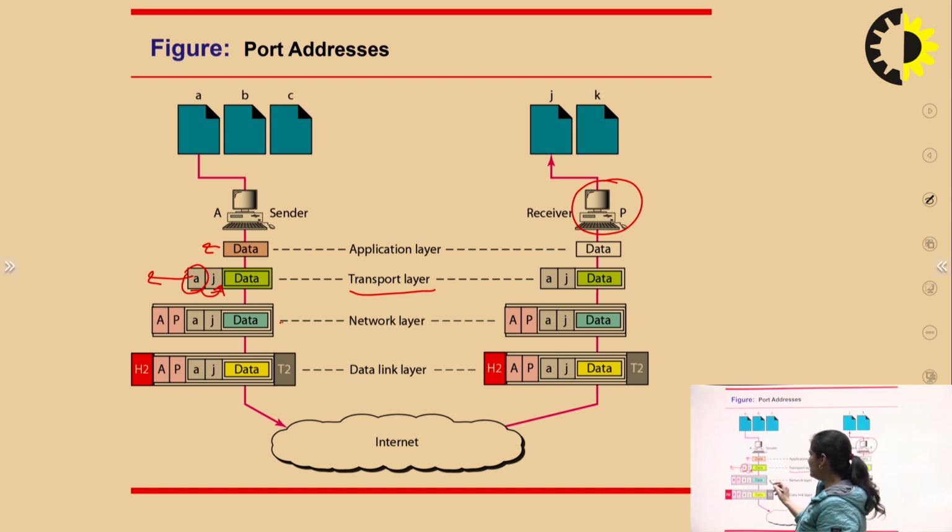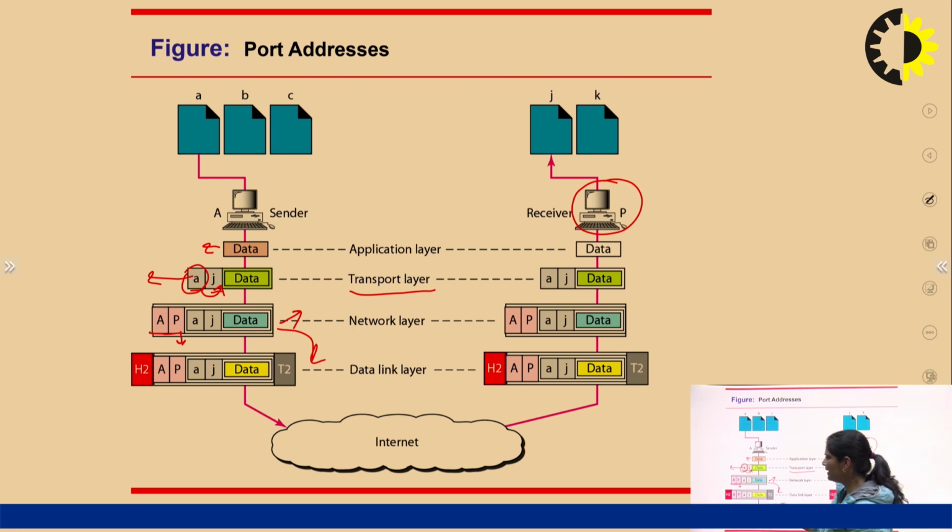Now at this network level, we are assigning logical addresses A to P, which means we are sending data from A to P. This is the source address, and this is the destination address, and these are logical addresses. Now we come to the data link layer. Here we are adding the H2 header, and you can say it provides a unique address or physical address through this data link layer.